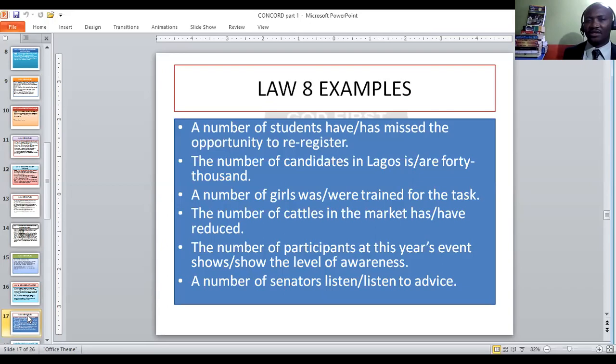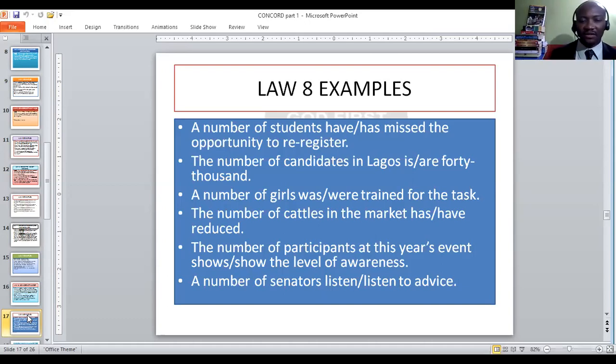A number of girls is just a plural. It were trained for the task. The number of cattle in the market: the number is singular because the definite article precedes number, so has will be the answer, not have. The number of participants at this year's event: the number is singular. Show or shows? Shows is the singular lexical verb. The level of awareness shows.